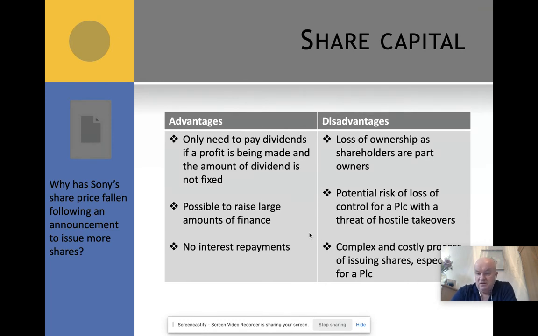Some of the disadvantages: you can lose control, you lose ownership. Let's say you sell more than 51% of your shares, then you've got no control over your business whatsoever. There is also the danger that you might lose control if you're talking about a public limited company, where you might find that businesses choose to be quite hostile in the way they might try to take over your business. And again, if we're talking about a public limited company, issuing shares can be quite a costly, expensive and complicated process. So that's something also to bear in mind.